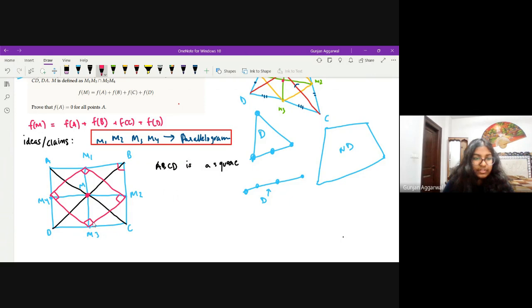So for this, if you take the midpoint of M1, M2, M3, M4, let's call it M1, M2, M3, and by the given equation, we have f of m equals f of a plus f of b plus f of c plus f of d. And if you look at this square, and use the same property, what can you say?